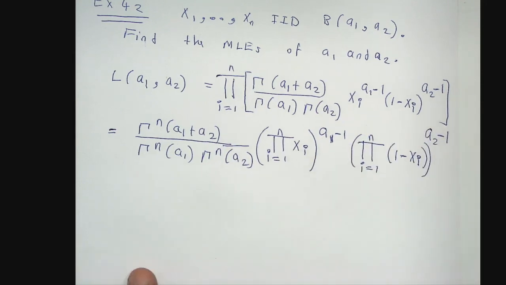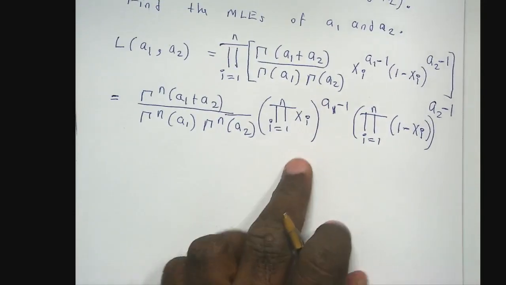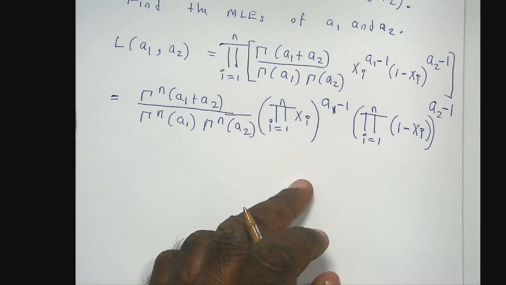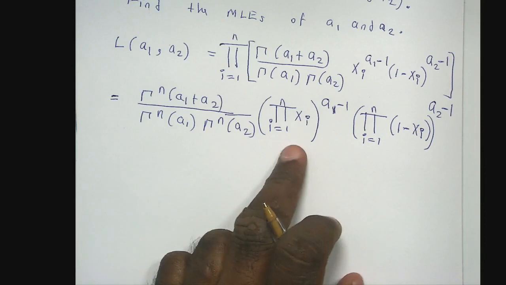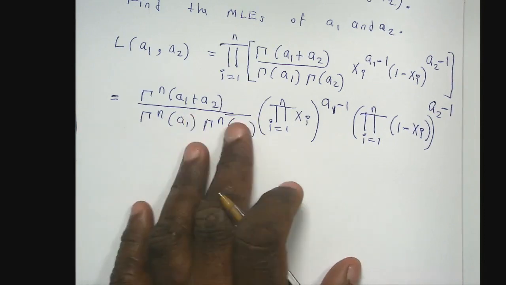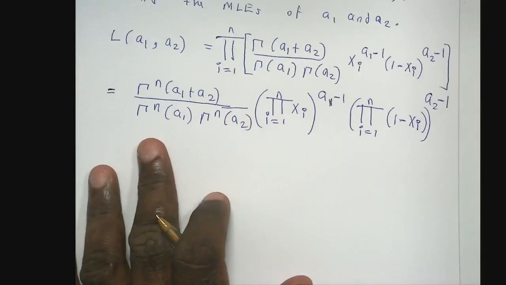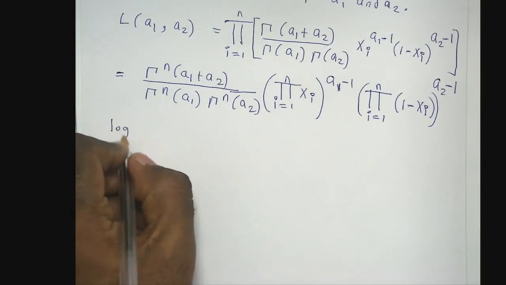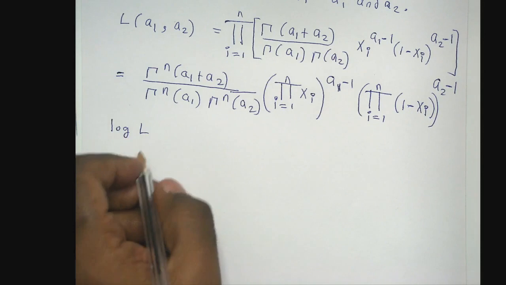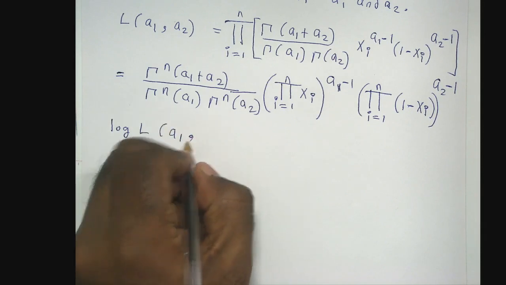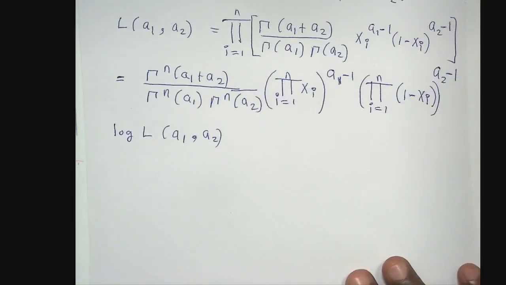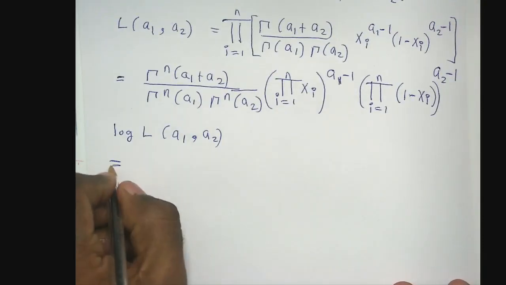So this is the simplified form of the likelihood. Once again, I mentioned this enough times already: please make sure you know how to simplify likelihoods, because if you mess this up, then everything else is messed up too. You will get a very low mark. The next step is to take the log likelihood, so the log of this.